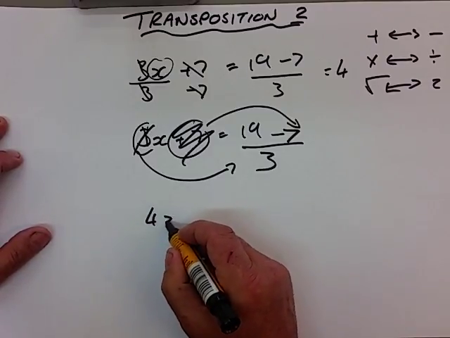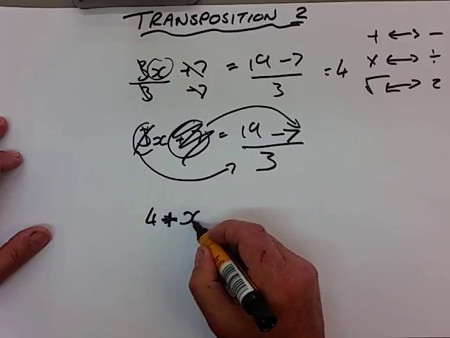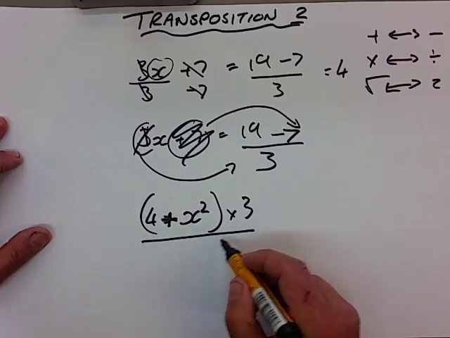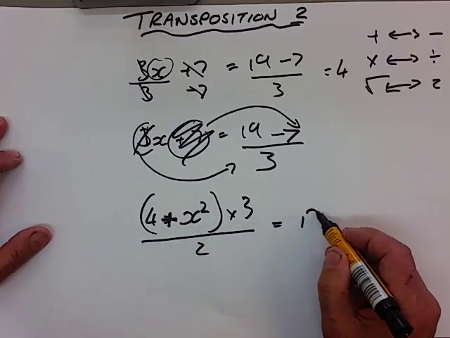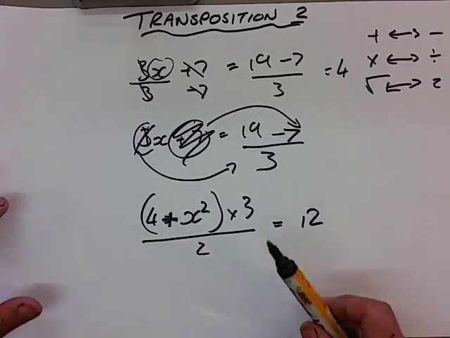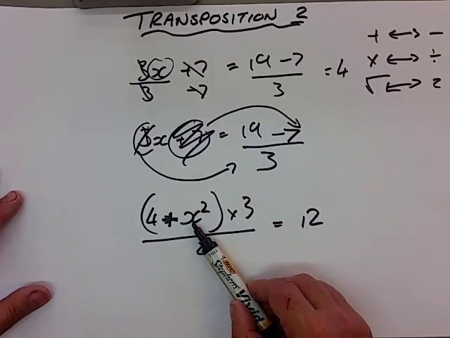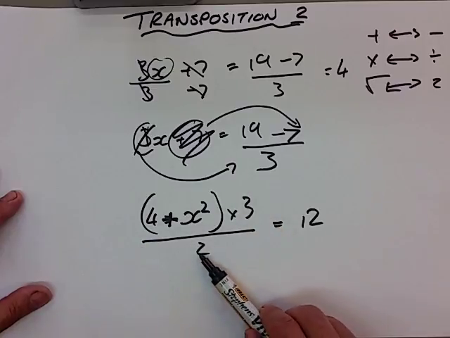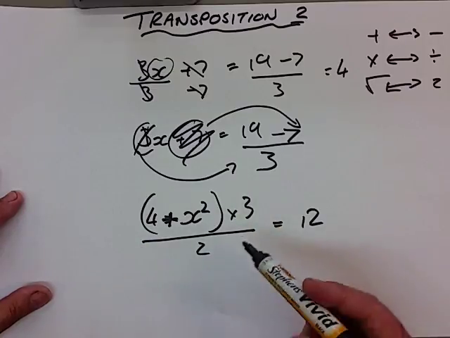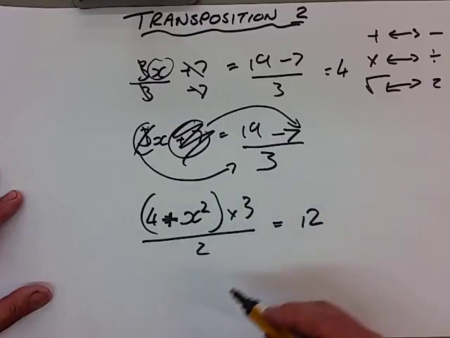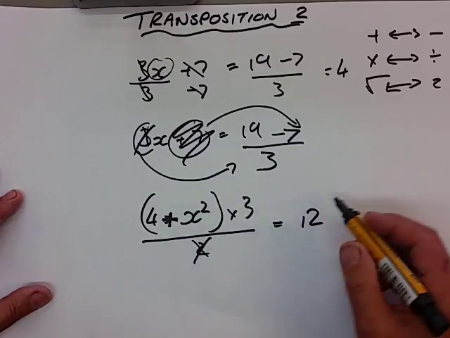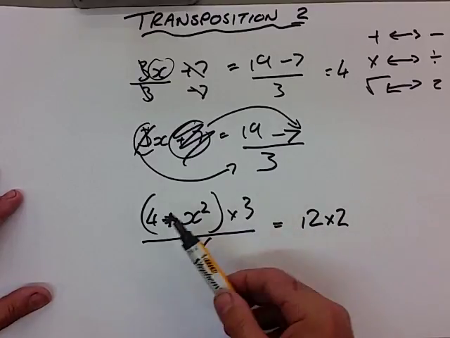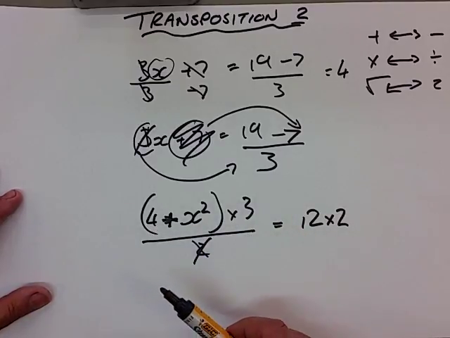So we'll go 4 plus x squared, and we'll put that in brackets, times 3, all divided by 2, equals 12. So we look at this equation here. We want x by itself to be our subject. So we look at what variable is furthest away from the x, and I would have to say it's the divide by 2. So if we take the divide by 2, throw it across to the other side, it disappears from that side and it becomes a times 2. Now we're left with 4 plus x squared, times 3.